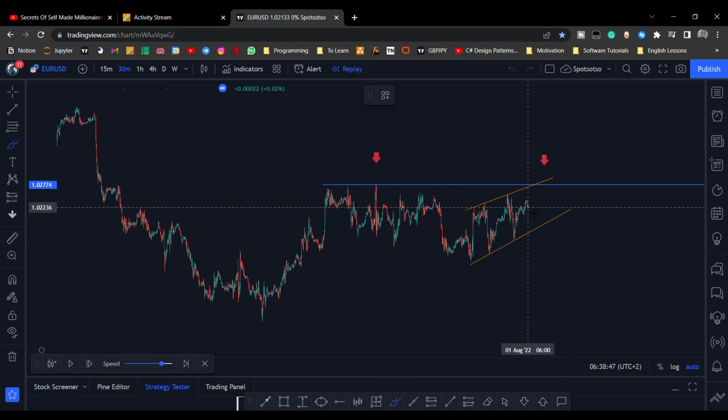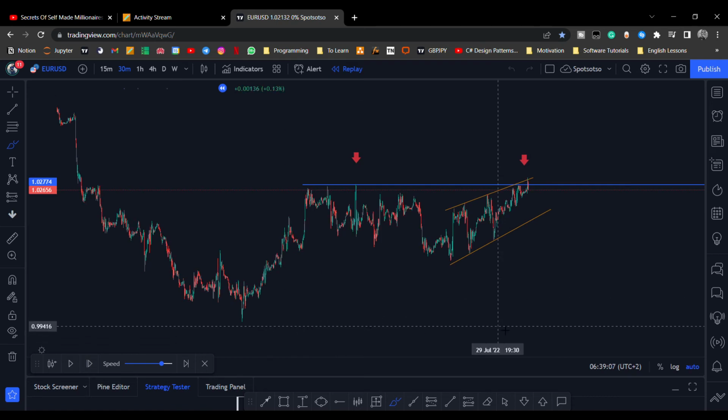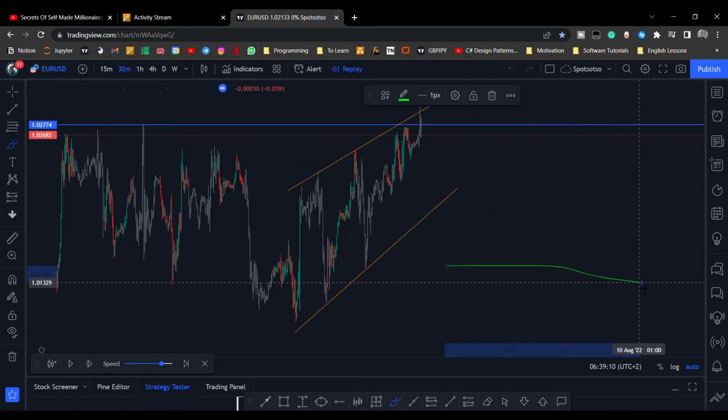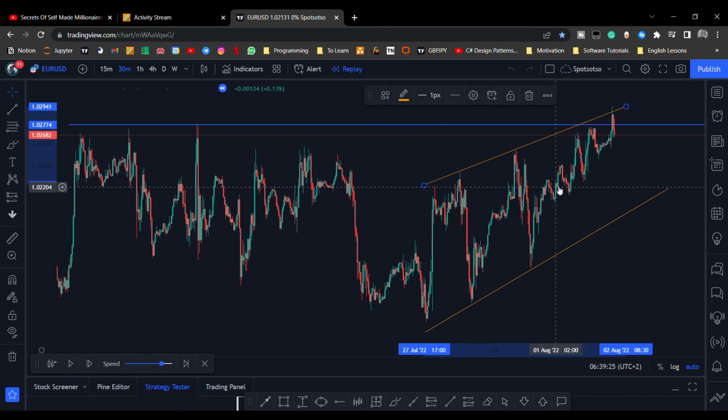So now at this point I was basically just waiting for that final touch before the move to the downside. And as you can see, we have that final touch on the reversal pattern.